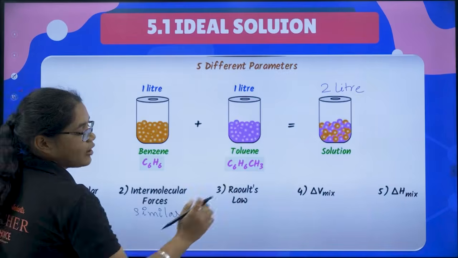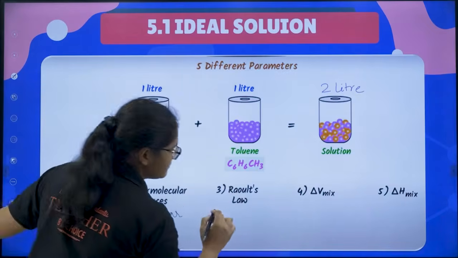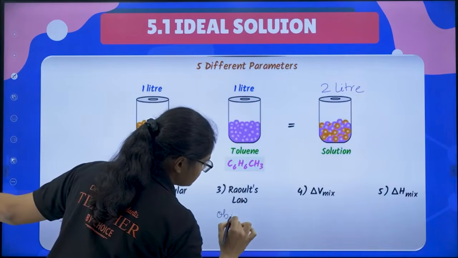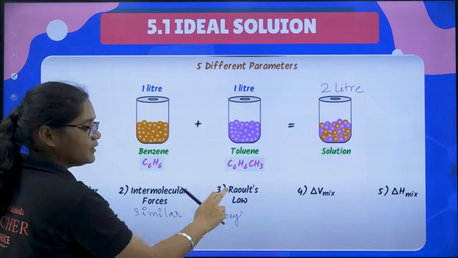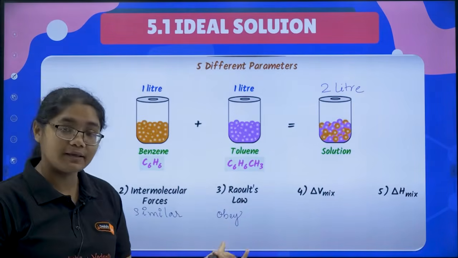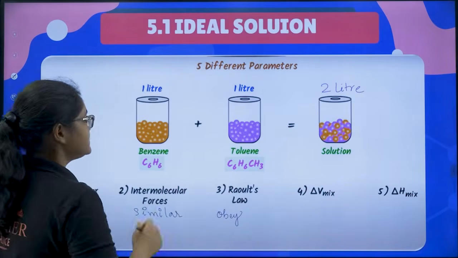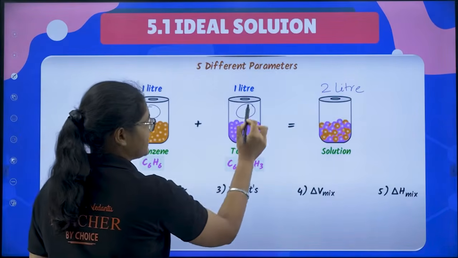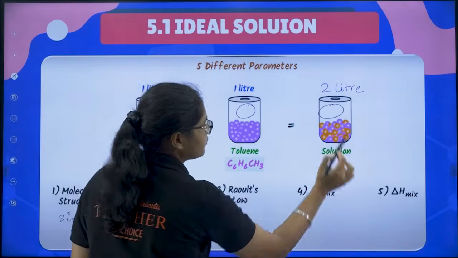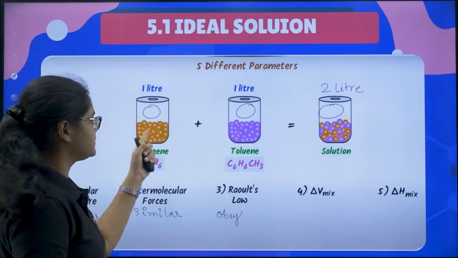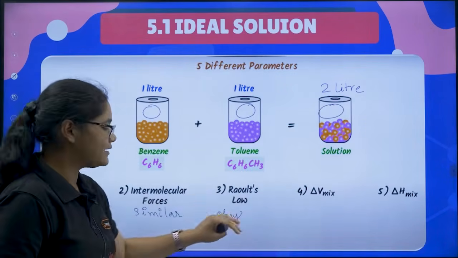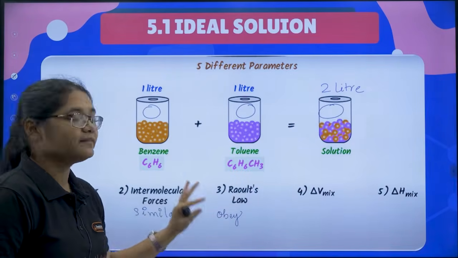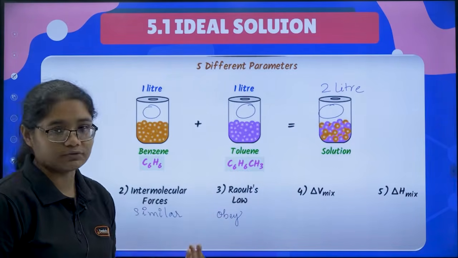Okay, next, Raoult's law. These two solutions must obey Raoult's law. Now when I am saying that they must obey Raoult's law, that means the total vapor pressure here should be the addition of the vapor pressures of the two components. Suppose it is 30, 30, it should be 60. That is what is called Raoult's law, and these ideal solutions must obey Raoult's law.